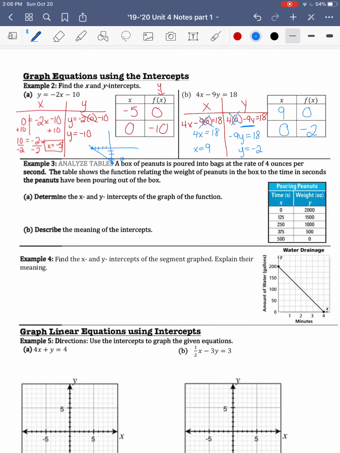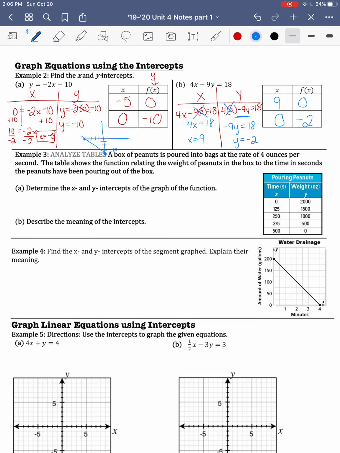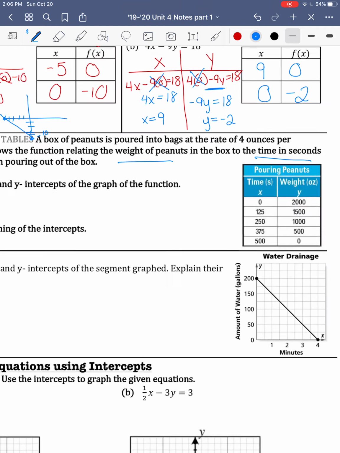Now when we find these x and y intercepts, they have a meaning. So we're going to put a story behind this. In this example, it says a box of peanuts is poured into a bag at a rate of 4 ounces per second. The table shows the function relating the weight of the peanuts in the box to the time in seconds. The peanuts have been pouring out of the box. So determine the x and y intercepts from the table.